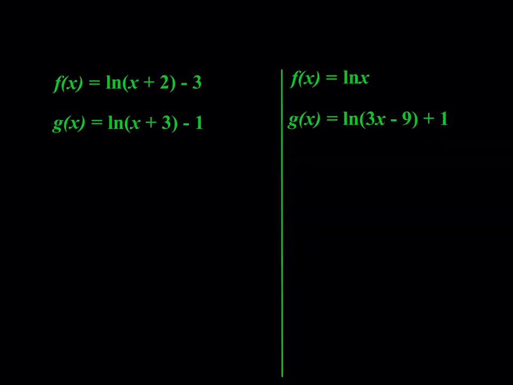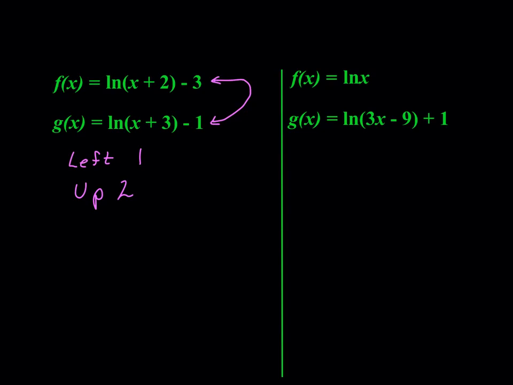All right, so now we have some natural logs. And again, we're not going from a parent function, we're going from a transformed graph to a transformed graph. So the first one here was shifted left 2 units. This one is shifted left 3 units. So to get from here to here, you're going to have to go left 1 unit. All right, so the next one, this one was shifted down 3. This one was shifted down 1. So to go from here to here, you're going to have to go up 2 units.